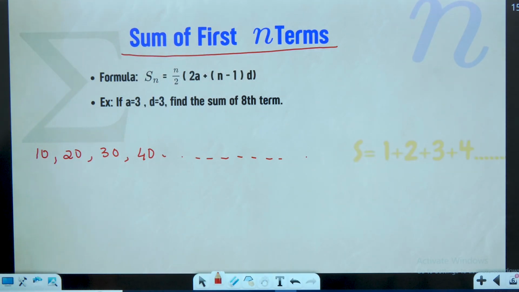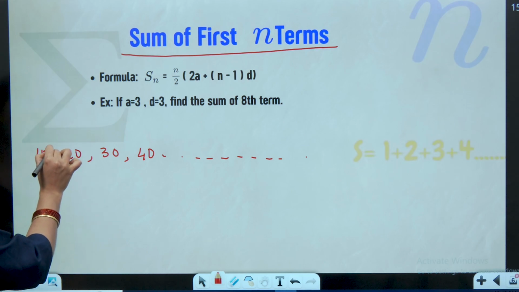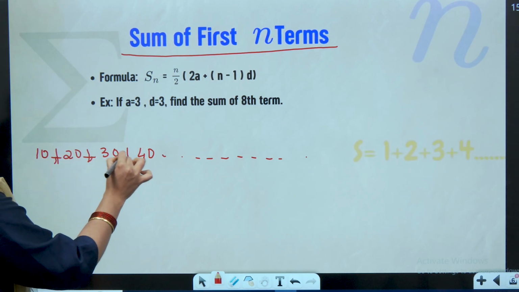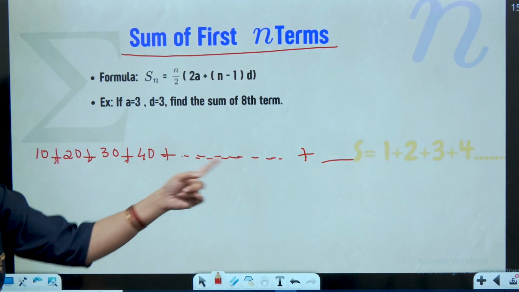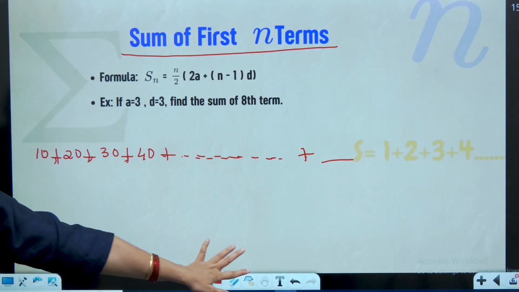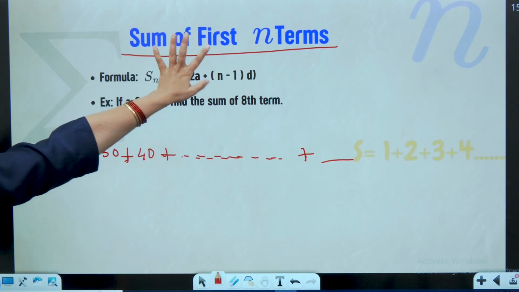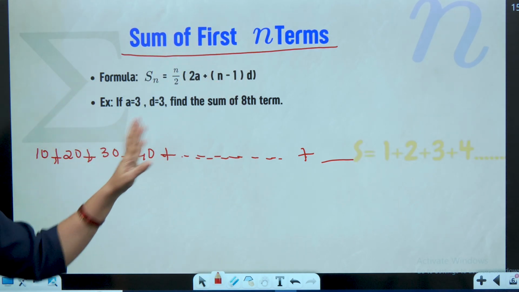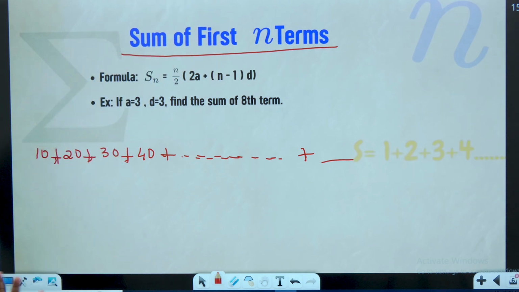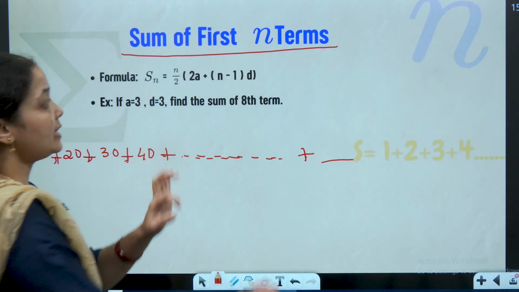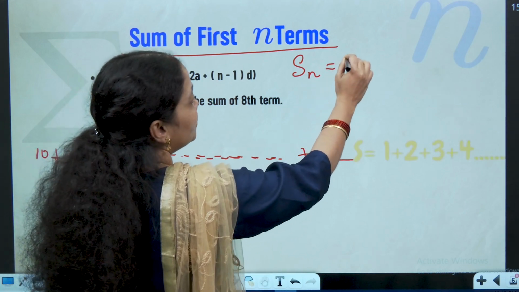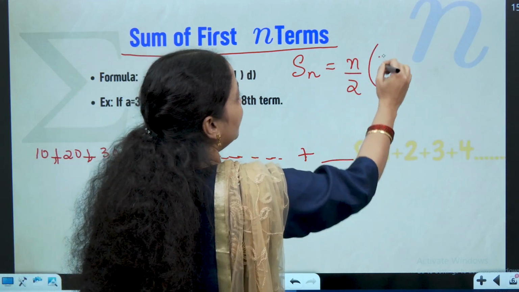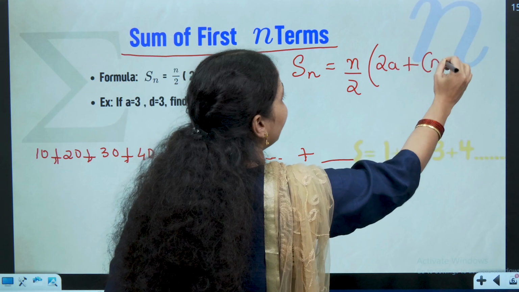Now what are we doing? In this sum to nth term of the AP, we are going to add all these: 10 plus 20 plus 30 plus 40 plus etc. plus the last term. At that point, how can I easily simplify the question? The formula is called the sum of the given AP, the sum to first n terms of the AP. Sum of the AP is represented by Sn, which is equal to n by 2 into 2a plus n minus 1 into d.